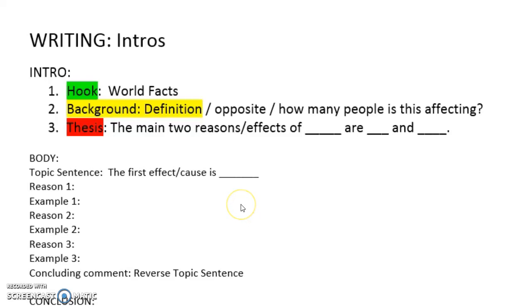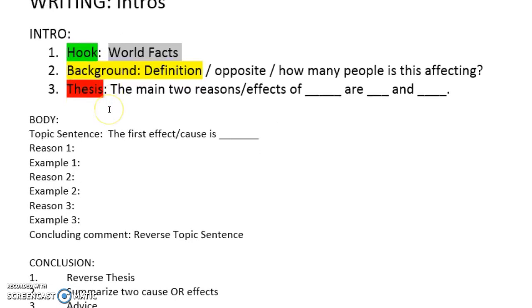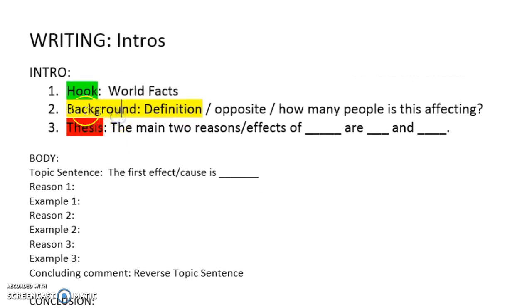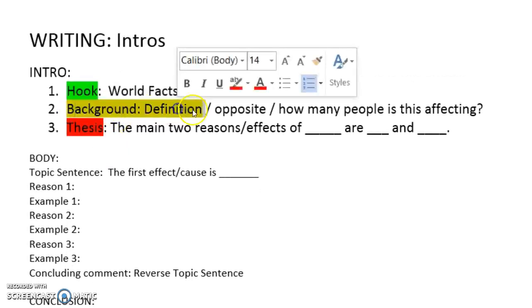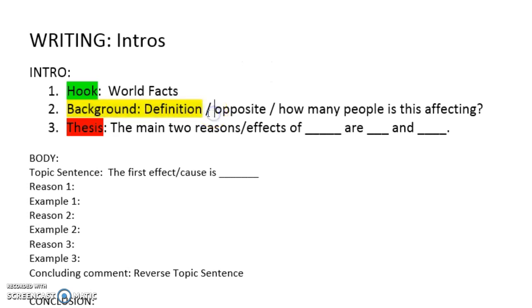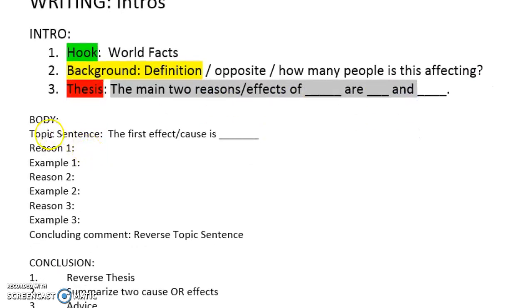This is a review on writing intros for the cause and effect essay. So first we have here on the screen the parts of the intro, which are three: the hook, background information, and thesis. Hook is going to be something that's a fact that people can't argue with, that everybody can agree with. Background information, these are more facts that are connected to the hook and the topic. And then your thesis is the main idea of your essay.